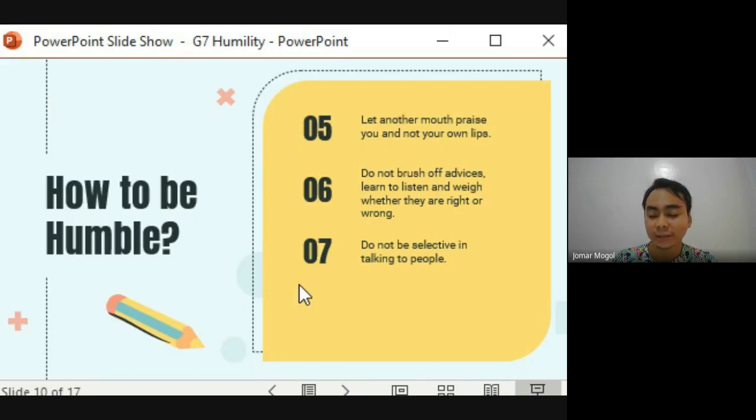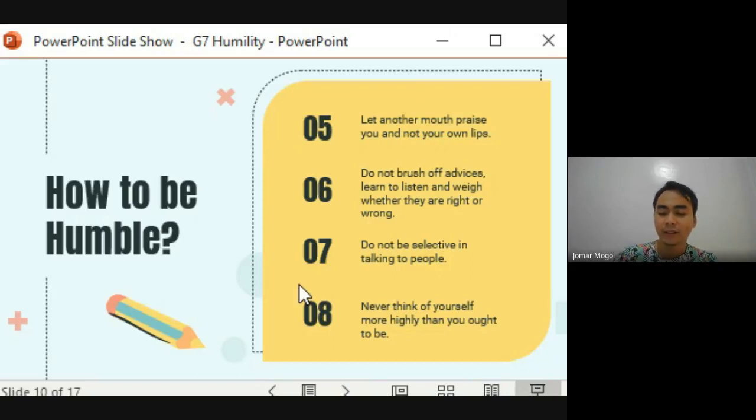to socializing other people. Then 8, never think of yourself more highly than you ought to be. So always be down to earth. Kinakailangan. Wag mong masyadong ipagmalaki yung sarili mo. Yun ang kagandahan sa pagiging magpakumbaba. Pero wag yung pakitang tao lang.